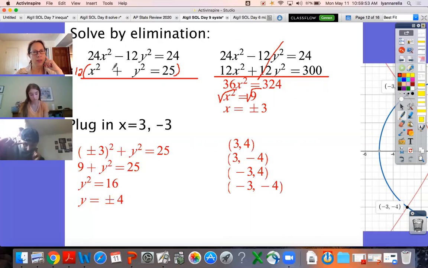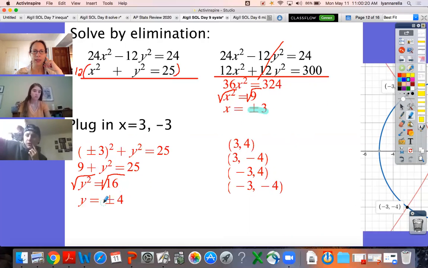So it's obvious this was the easiest equation to go back and plug into. So I use the x squared plus y squared is 25. If you're going to square that number, it doesn't matter if I put the positive or the negative 3 in. Both of them will give me 9. And then 9 plus y squared is 25. I subtracted 9. I got y squared is 16. I took my square root, and I got a plus or minus 4. So remember, the plus or minus 3 and the plus or minus 4 are my x and y's.